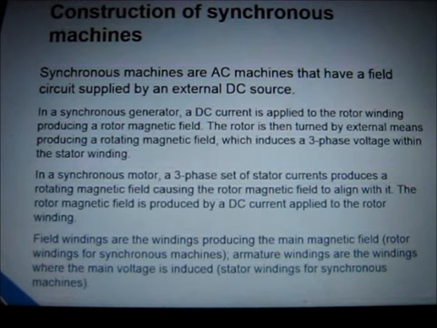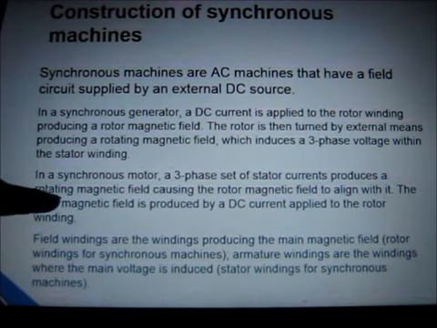The rotor is then turned by external means, producing a rotating magnetic field which induces a three-phase voltage within the stator winding, and we collect this voltage from the stator winding. In a synchronous motor, a three-phase set of stator currents produces a rotating magnetic field, causing the rotor magnetic field to align with it. The rotor magnetic field is produced by the DC current applied to the rotor winding. These are the two basic differences between the synchronous generator and the synchronous motor.